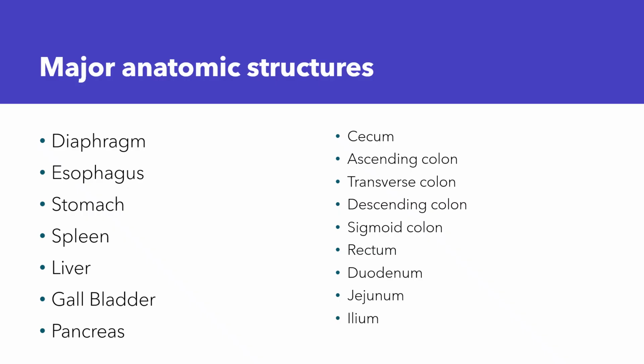Okay, these should be familiar to you. You might not know the parts of the large colon and the small colon yet, but as you cover the digestive system in structure and function, the right-hand side list will become familiar to you. So cecum, ascending, transverse, descending, sigmoid, and rectum, those are the major sections or parts of the large colon. And then duodenum, jejunum, and ileum are the three sections of the small bowel.